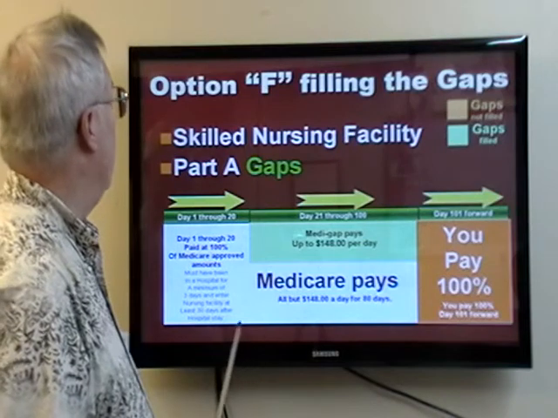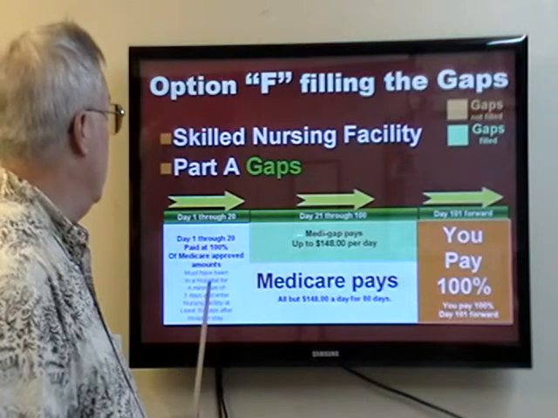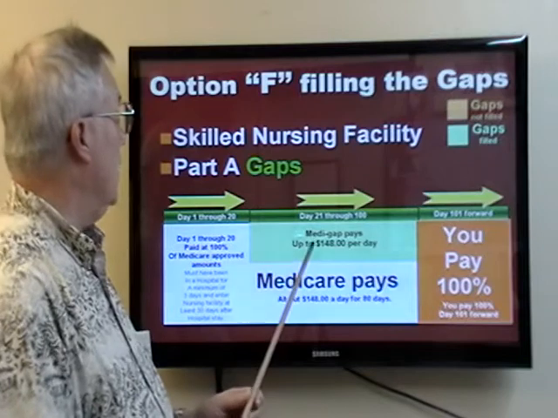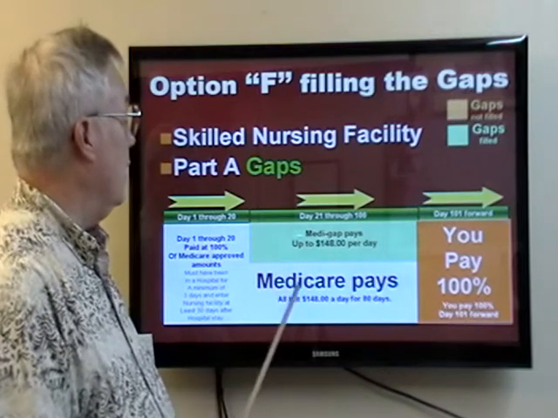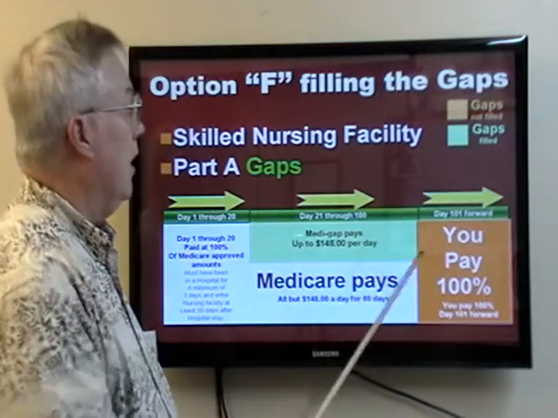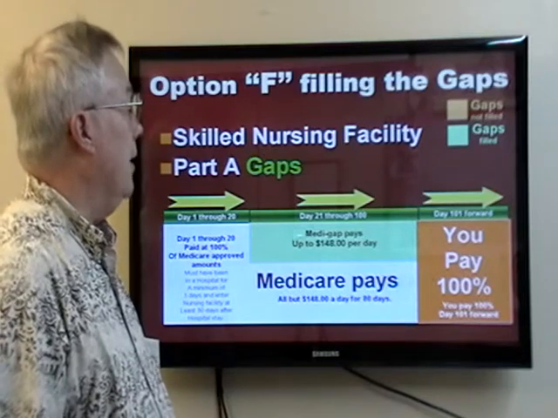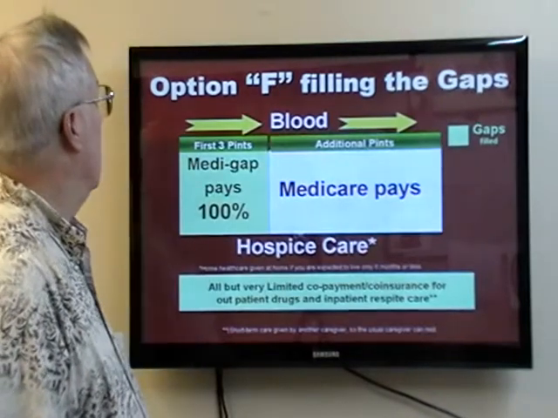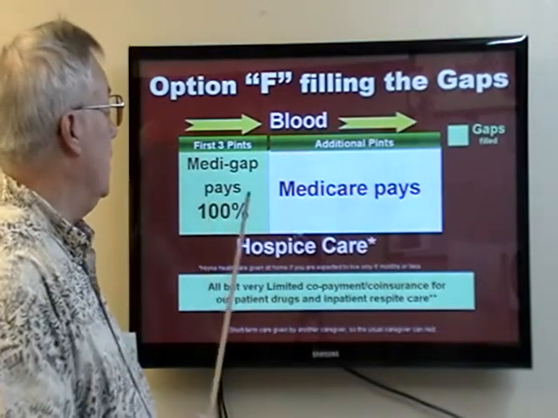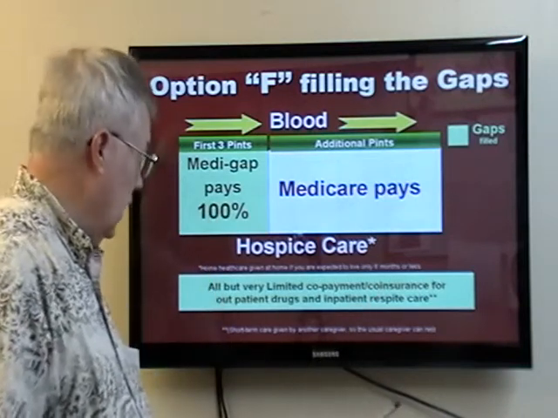Okay, so option F, let's take a look at the skilled nursing facility. The Part A gaps, you can see the 100% here by Medicare, and what Part F, or the Medigap policy, does right here is it pays the $148 deductible. So you've got 100% coverage all the way up to day 100, but after day 100 you are on your own whether you have a Medigap policy or not. All right, so option F, filling the gaps of the blood. It does pay 100% of the first 3 pints. It goes ahead and takes care of the hospice care.